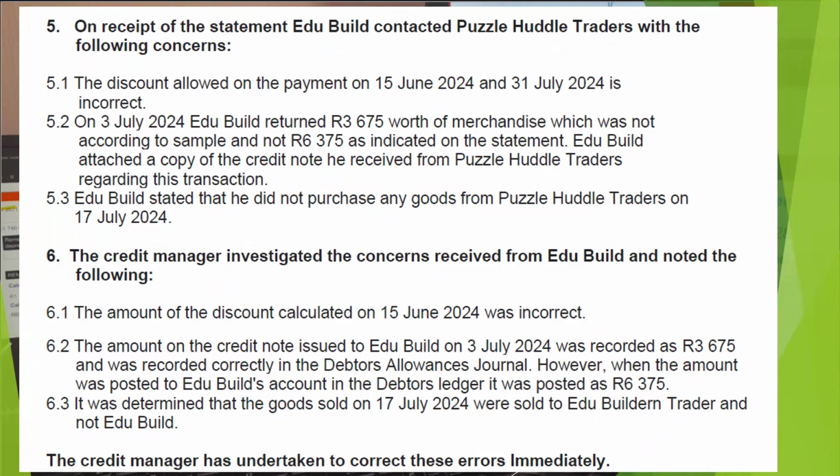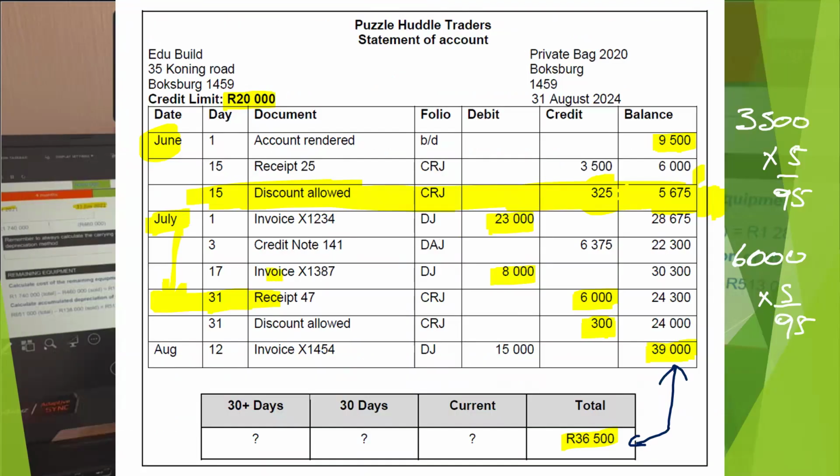EduBuild stated that he did not purchase any goods from Puzzle Heddle Traders on the 17th of July. So which invoice? Oh, it's this one here. So they did not purchase anything on that day. So we need to reverse this. So it means that is actually wrong. I'm going to do it with red so that we know that it shouldn't be there in the first place. Okay.